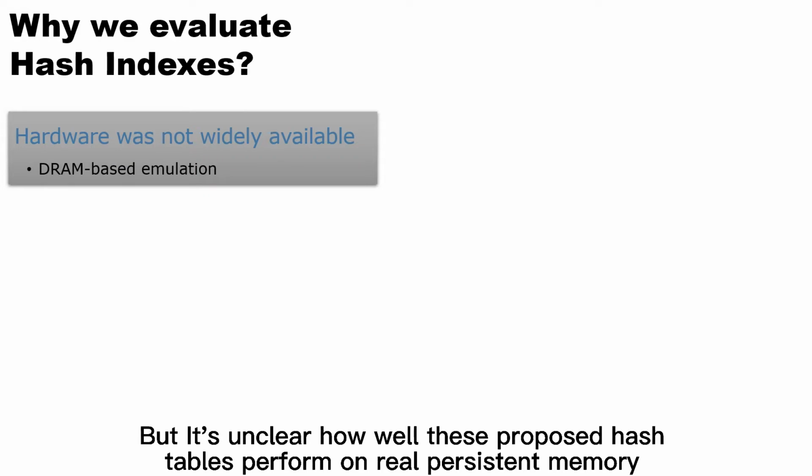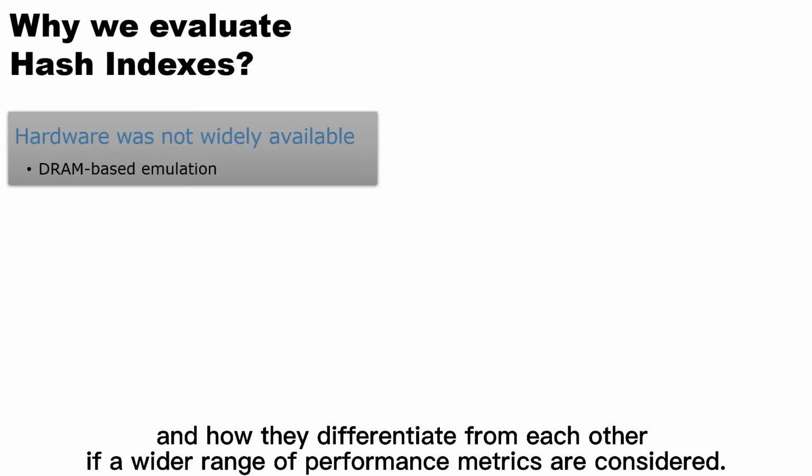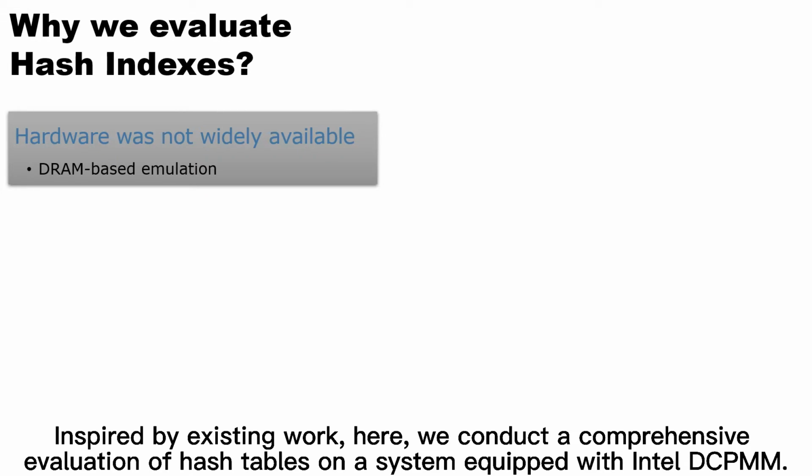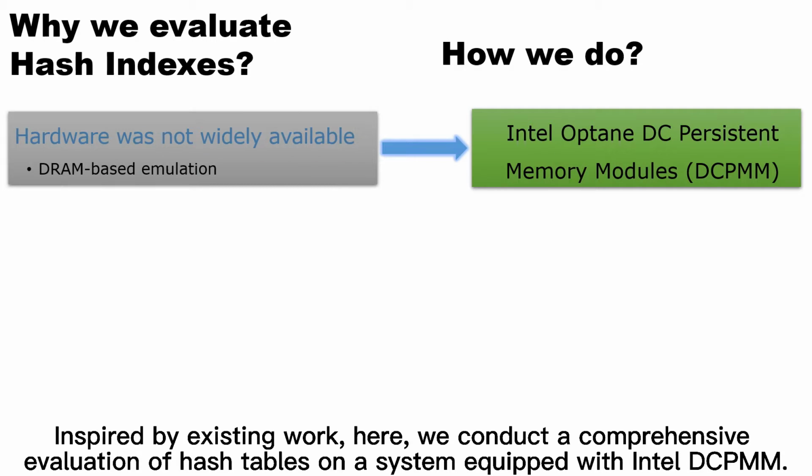But it's unclear how well these proposed hash tables perform on real persistent memory and how they differ from each other if a wide range of performance metrics are considered, because persistent memory was not widely available and their experiments were mostly based on DRAM emulation. Inspired by existing work, here we conduct a comprehensive evaluation of hash tables on a system equipped with Intel DCPMM.